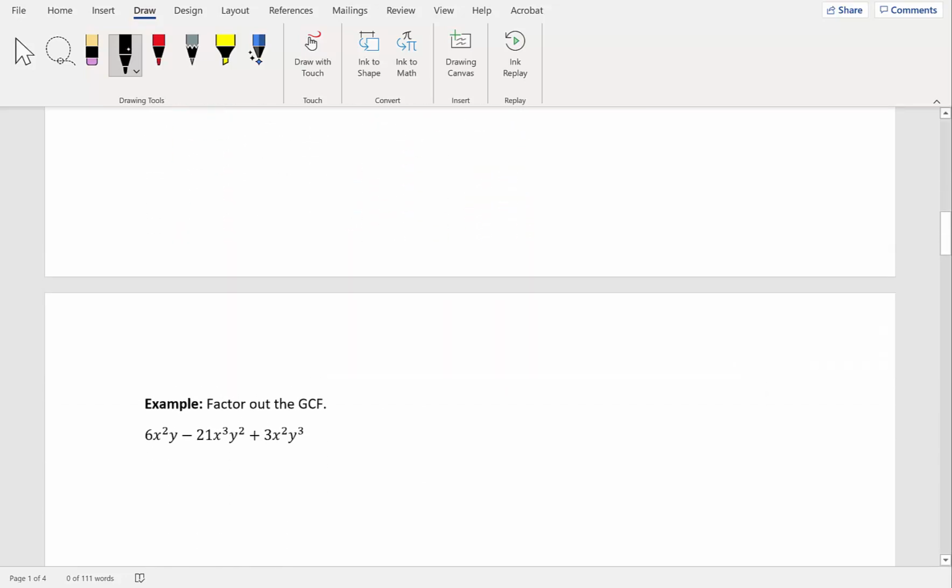Let's take a look at another one a little bit harder. Okay, so look at the coefficients first. We have 6, 21, and 3. So the biggest number that can go into all 3 of these is 3. 3 goes into 6, it goes into 21, and it also goes into 3.